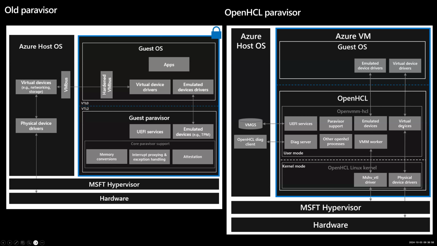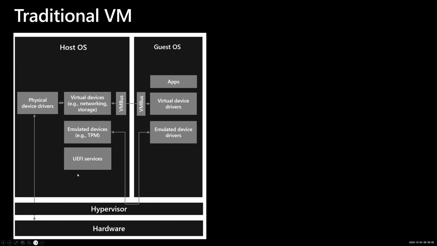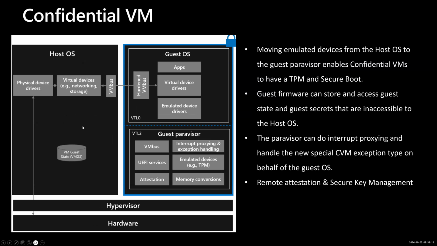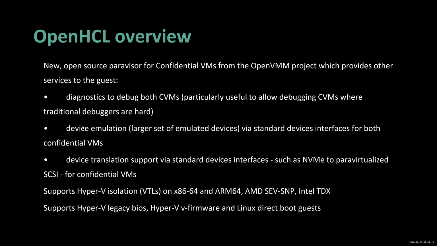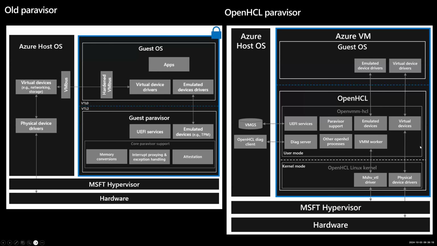If we go to the very beginning, how traditionally things were done, these were running in the host, both emulated and paravirtualized. With the first round of paravisor, we moved emulated devices, and then we went all the way with OpenHCL and also moved a set of paravirtualized devices.